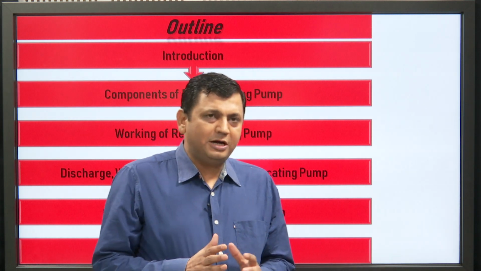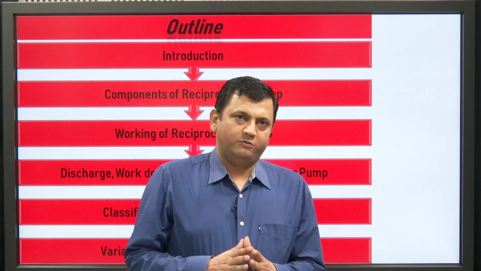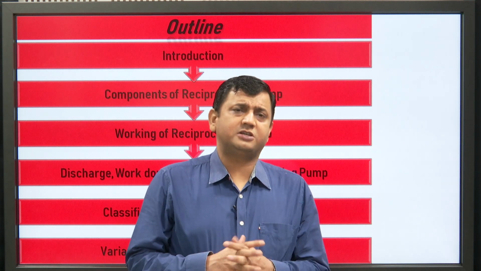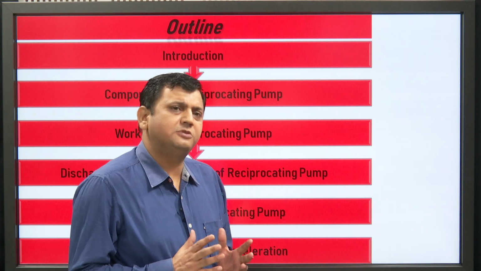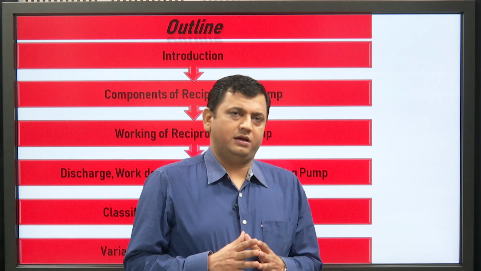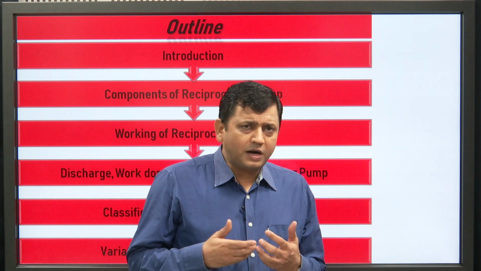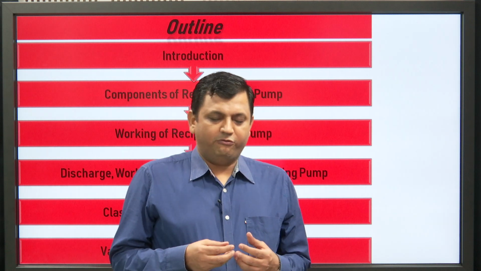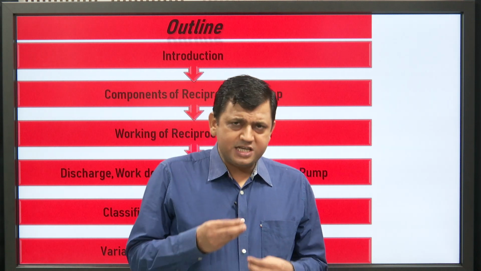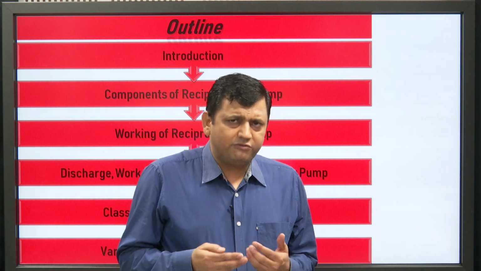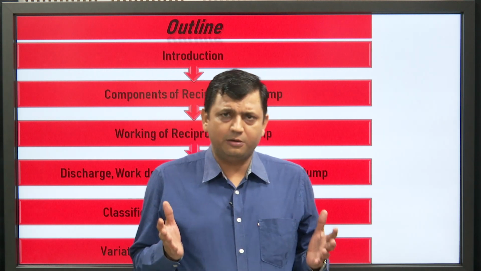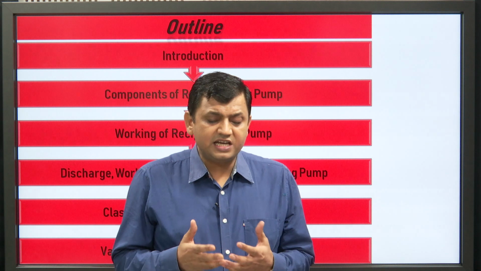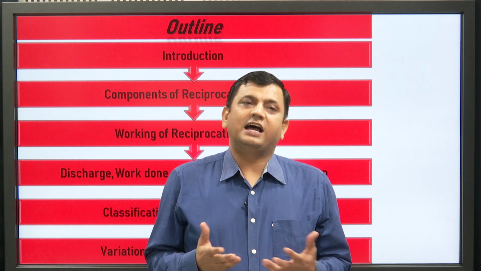The outline of today's presentation is: first, we describe the basic concept of the reciprocating pump, then the components of the reciprocating pump, then the working of the reciprocating pump, how to calculate the discharge, then the work done by the reciprocating pump, what slip is and what positive and negative slip are, and after that we classify the reciprocating pump on different bases. Then at last we discuss the variation of velocity and acceleration.